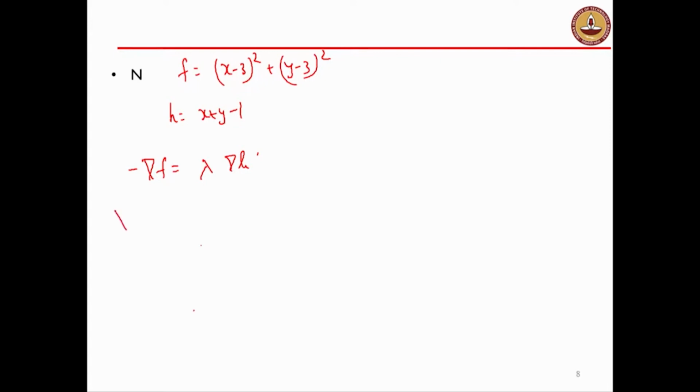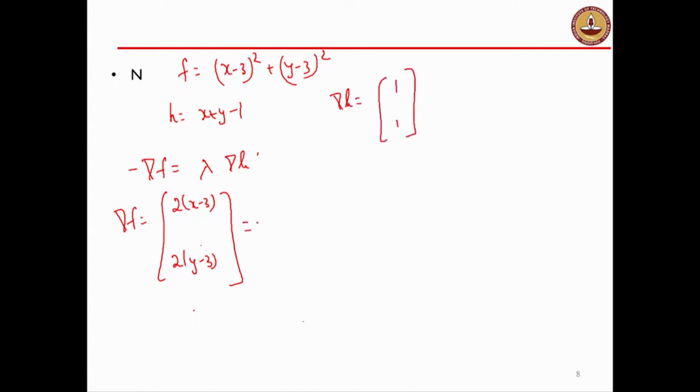Now what is grad f? Grad f is equal to 2 into (x minus 3), and the second component is 2 into (y minus 3). Now grad h is equal to (1, 1). Now I know that this is equal to lambda times (1, 1). So for an optimum point, minus grad f should be equal to lambda times the gradient of the constraint.